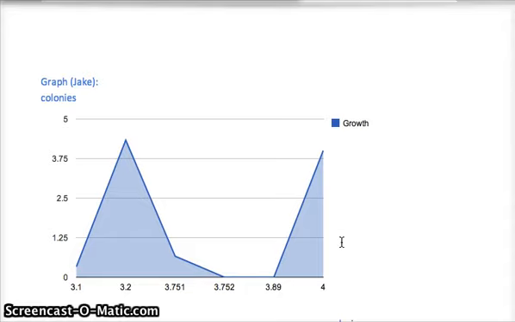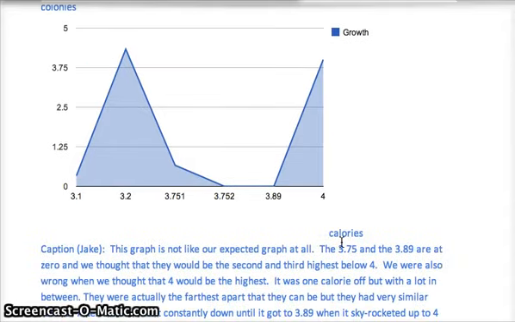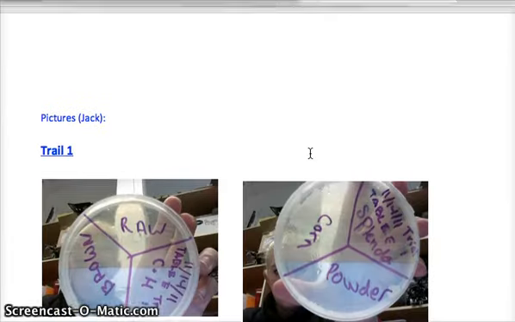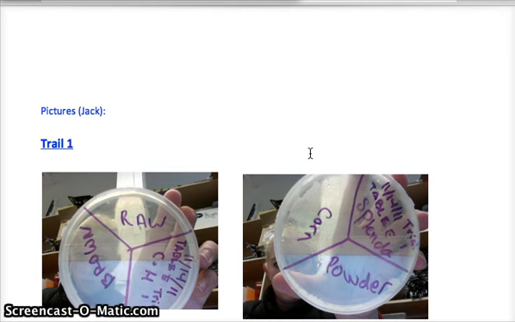And here is our actual graph. So this was a real big surprise to us, because if you remember from the expected graphs, we expected it would kind of have a motion that went up, but this is just kind of completely random. See, it peaks at 3.2, but then it goes down for 3.752, which is a lot more calories. Well, not really, but a lot in terms of how much we're using. And then it went back up for 4, which we kind of expected, but 3.2 was still higher. And so we can conclude that the amount of calories didn't affect the growth of bacteria.